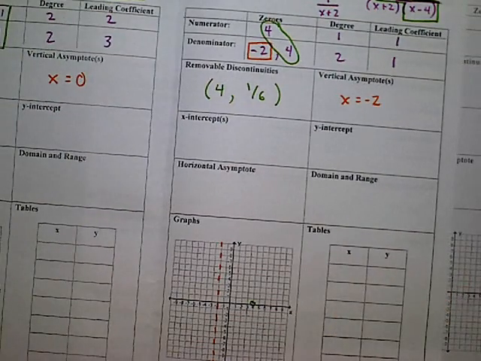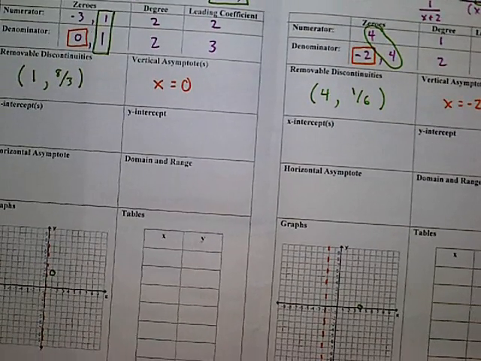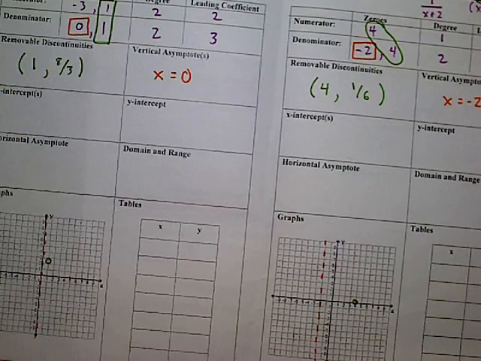It's an open circle. And now we're ready to get the rest of our attributes here. That is how you find vertical asymptotes.